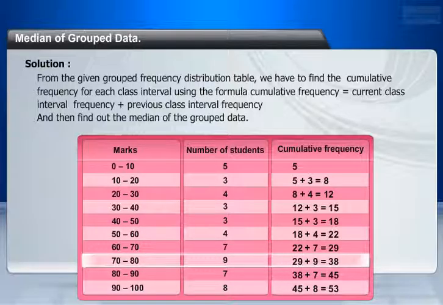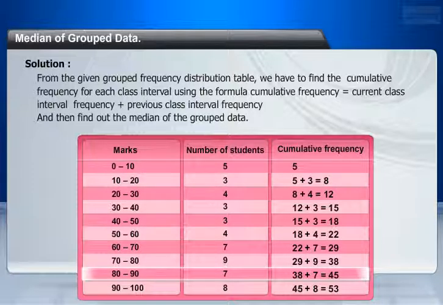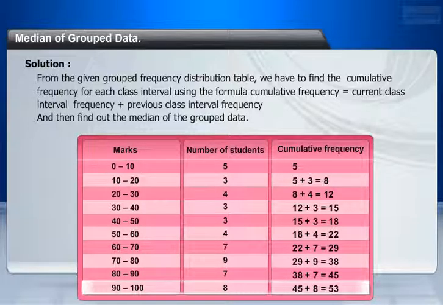For the class interval of 70 to 80, as the number of students are 9, cumulative frequency is 29 plus 9 equals 38. For 80 to 90, as the number of students are 7, cumulative frequency is 38 plus 7 equals 45. For 90 to 100, as the number of students are 8, cumulative frequency is 45 plus 8 equals 53.